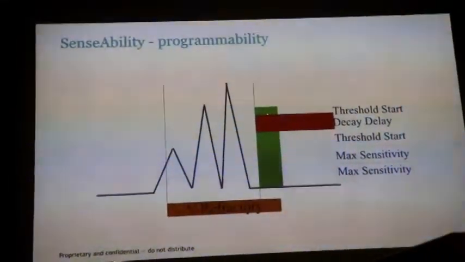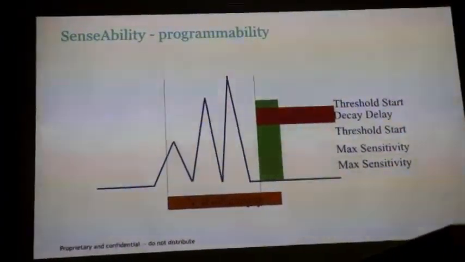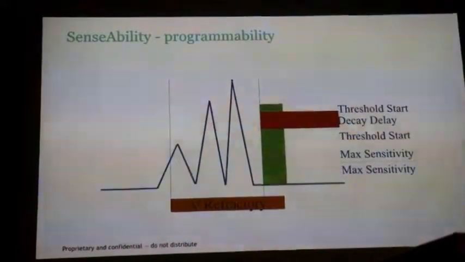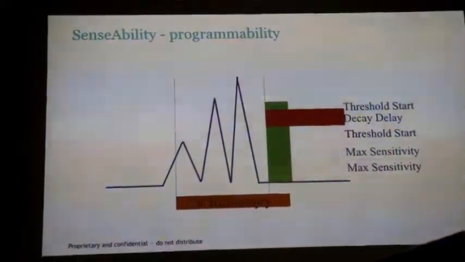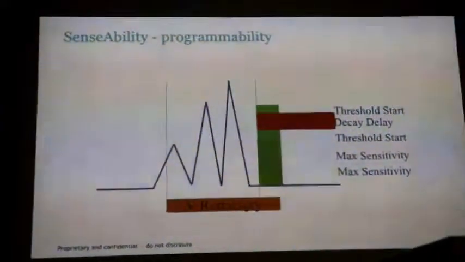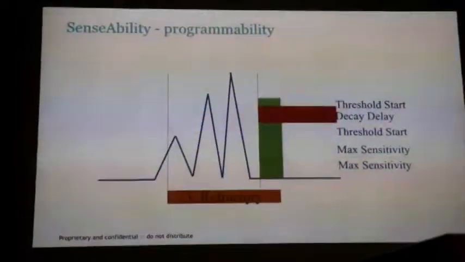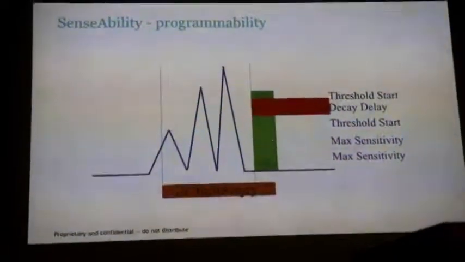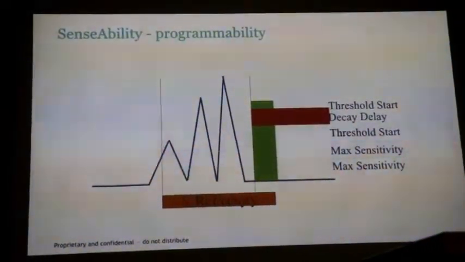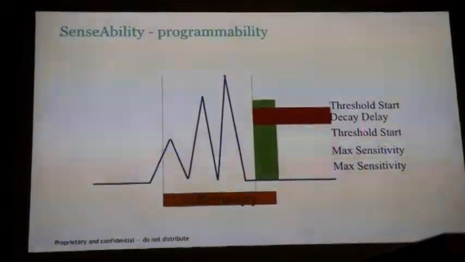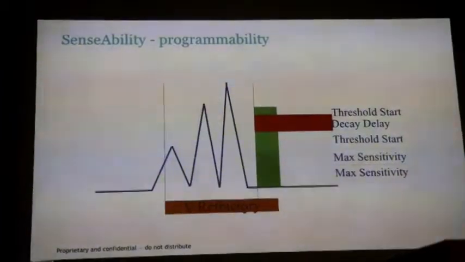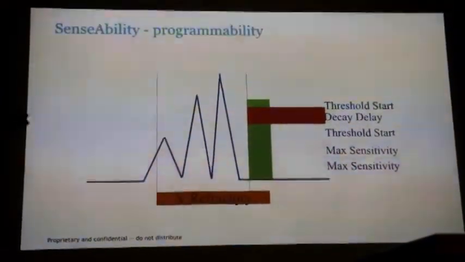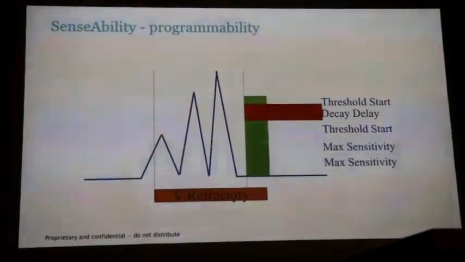And then decay delay and threshold start are typically used if you get a patient who has T-wave oversensing. Sorry, max sensitivity as well you may use if you P-wave oversense. So if the ventricular lead is seeing the atrial signals, you may want to extend this up here. So different settings for different clinical scenarios. A lot of functionality on the sensing of this device.